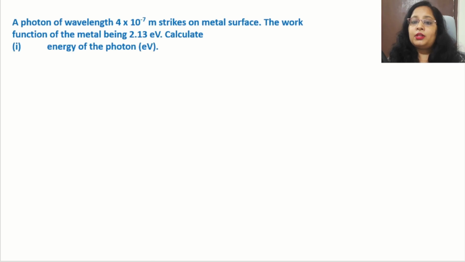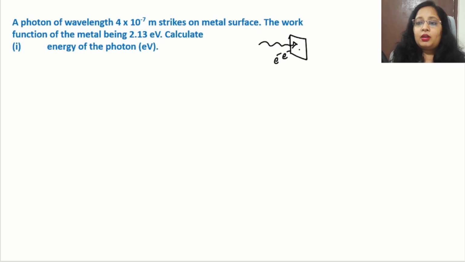Now come up to the first part. So here the scene is, there is a metal surface and a photon of wavelength 4 into 10 to the power minus 7 strikes on it. Because of this, electrons from the metal sheet come out. Now we need to find the first part, which is the energy of the photon.